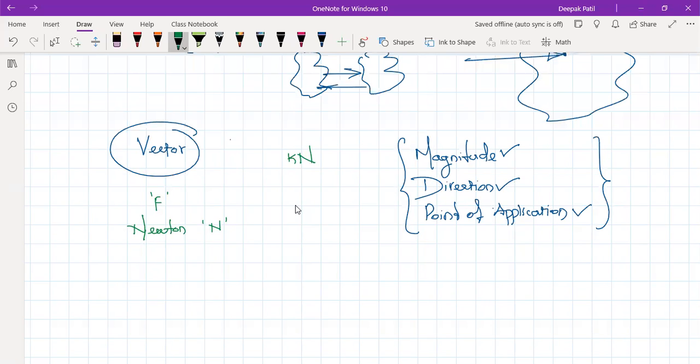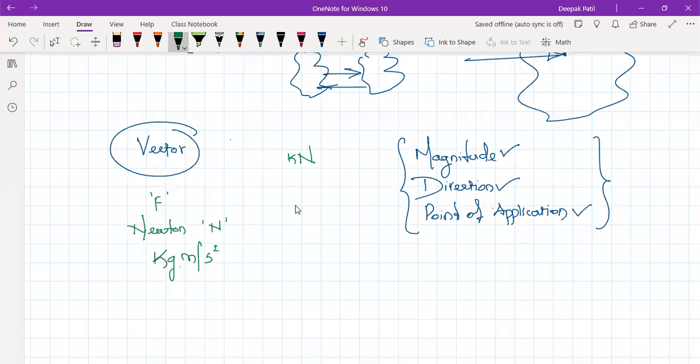Now the base SI unit for Newton is actually defined as kg meter per second square. This is the base SI unit of force.